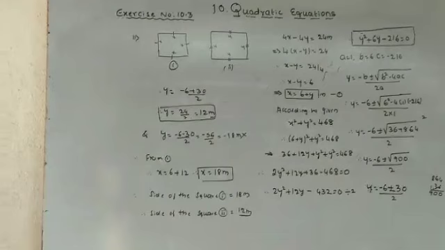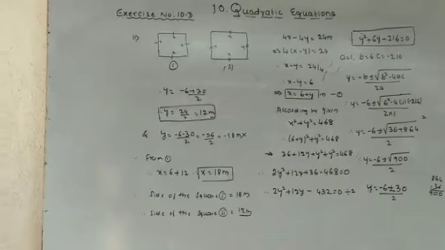Now this is of the form ax square plus bx plus c is equal to 0. What is the value of a? 1. What is the value of b? 11. What is the value of c? Minus 1452. Correct? What is the formula? X is equal to minus b plus or minus root of b square minus 4ac whole divided by 2a. Let's replace all the values here. We'll erase this one because space is very less.